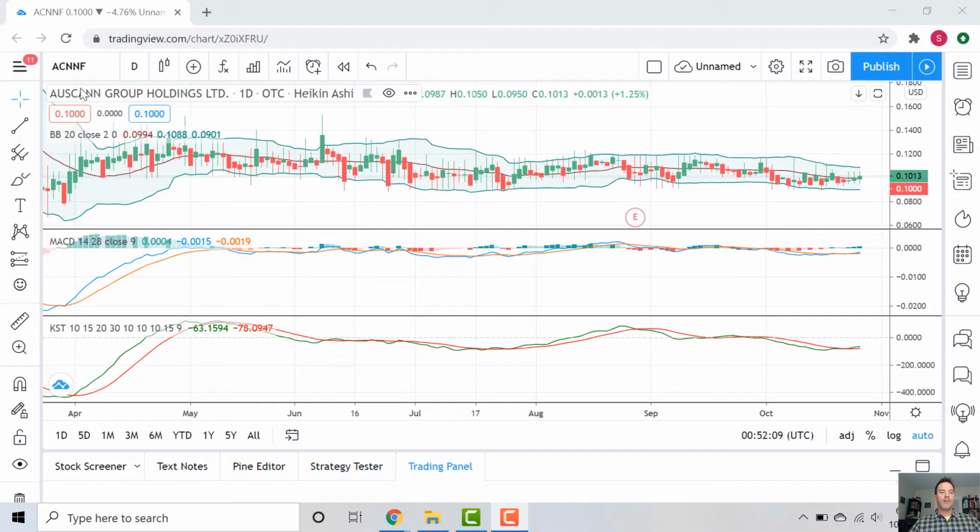Let's switch over now. So you can see we're looking at AusCann. This is their OTC ticker here in the States, ACNNF. And you can see we're looking at the Bollinger Bands and not a lot of movement here since May. Staying right around 12 cents, currently down a little bit more than that at 10 cents, and pretty even Bollinger Bands here. We're also looking at the MACD and the KST, which is the Know Sure Thing, and these are both momentum-based indicators. So we want to kind of compare and contrast these.